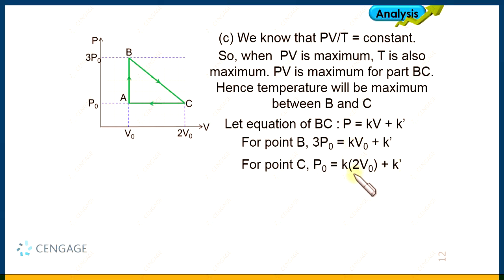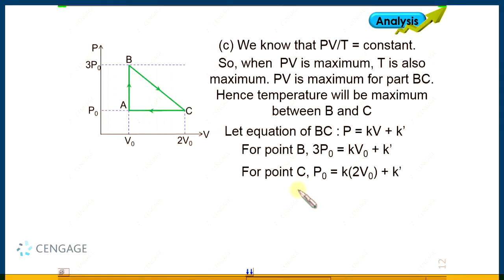So, let us substitute this value. Now, we have two equations and two unknowns, right. Now, we can solve. If we subtract, this will be minus, this will also be minus, they will get cancelled, and this is equal to 2 P naught, and here it is equal to minus k multiplied by V naught. That means k is equal to minus 2 P naught divided by V naught. This is the slope of the straight line. That means we have calculated this value.